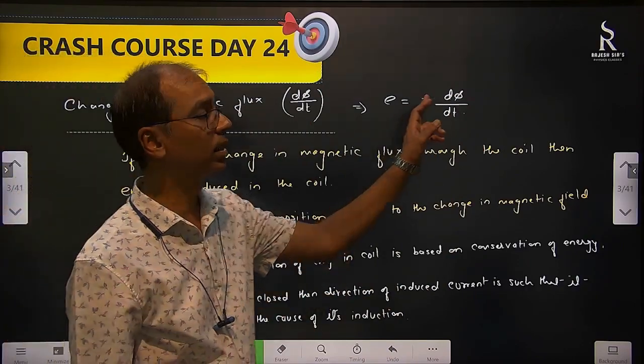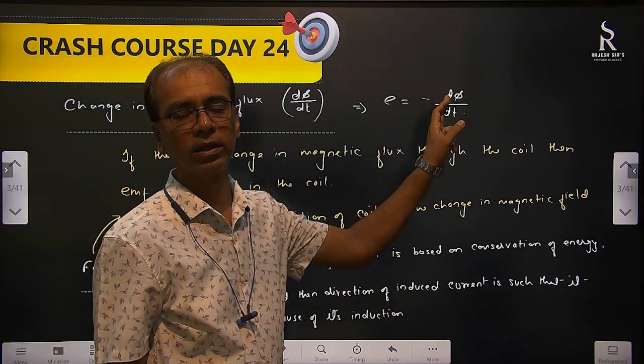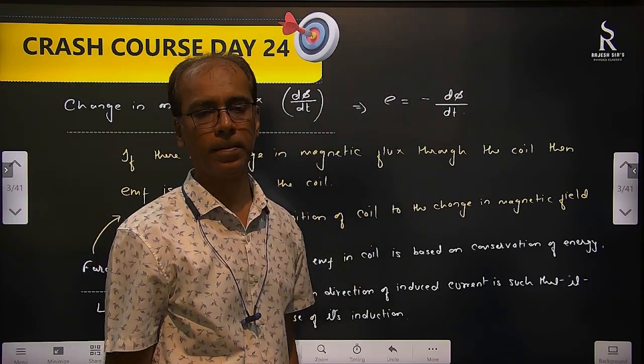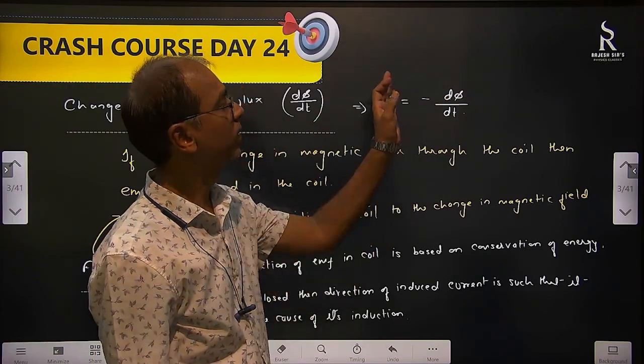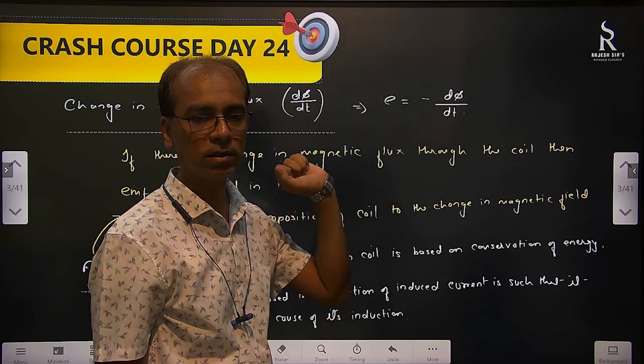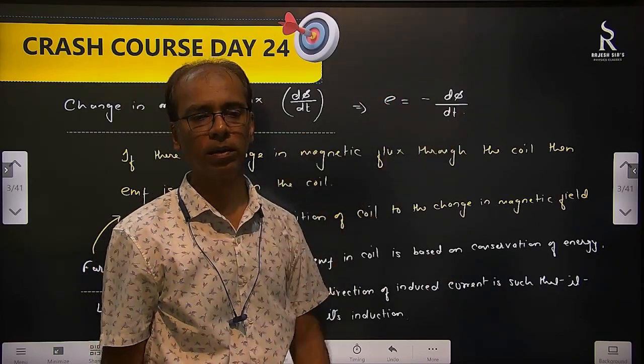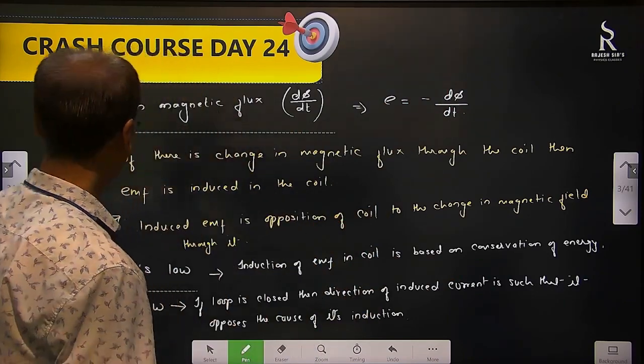If the flux increases, then it becomes negative. If flux decreases, it is positive. What is the meaning of that? If flux is increasing, the EMF is trying to decrease it. If flux is decreasing, it will try to increase it. That is the meaning of minus and plus.